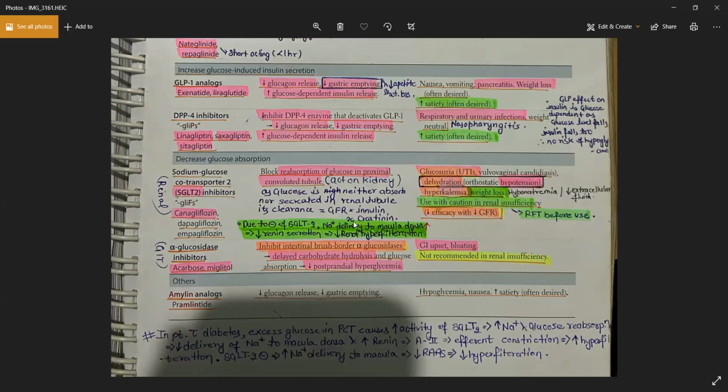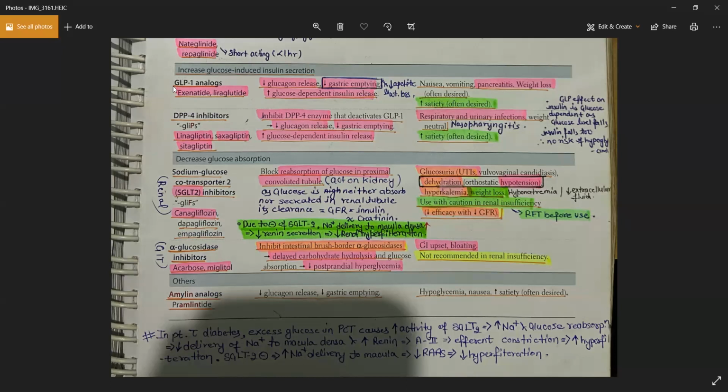Okay, then comes the increase in the glucose-induced insulin secretion. Very important, because it is glucose-induced insulin secretion. So whenever you have a low glucose, insulin secretion will be inhibited. With these drugs, you can never get a hypoglycemia, because the release of insulin by these drugs is totally dependent upon the glucose. If low glucose is there, the insulin secretion by these drugs will be inhibited. So that's why no hypoglycemia with both of these drugs.